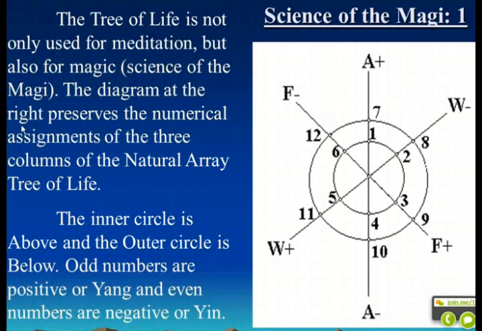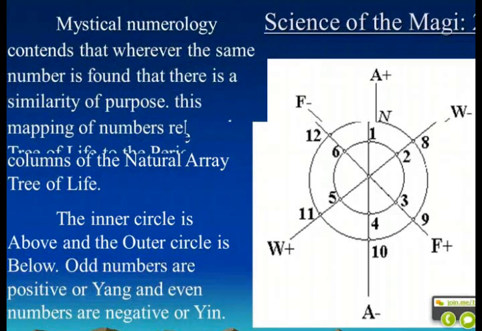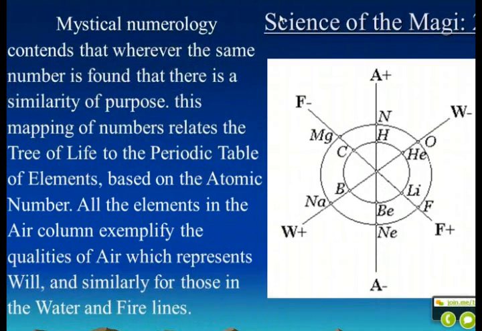Science of the Magi. The diagram at the right preserves the numerical assignments of the 3 columns of the natural array Tree of Life. Inner circle is above and the outer circle is below. Odd numbers are positive or yang, and even numbers are negative or yin. Mystical numerology contends that wherever the same number is found, there is a similarity of purpose.